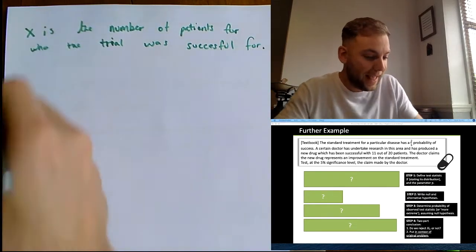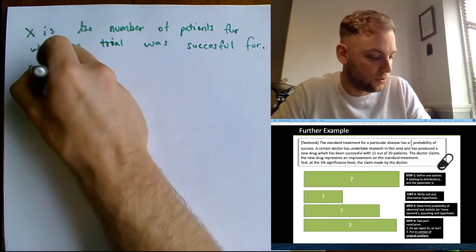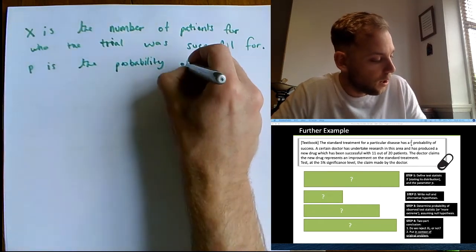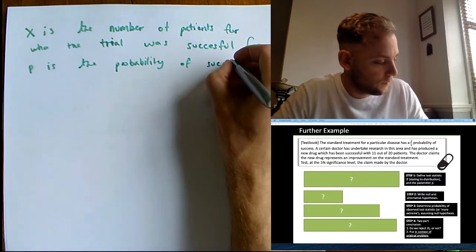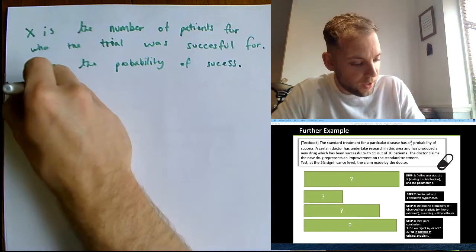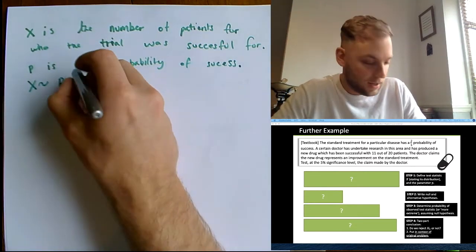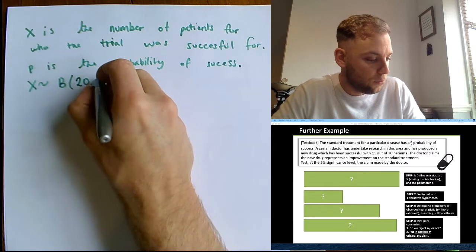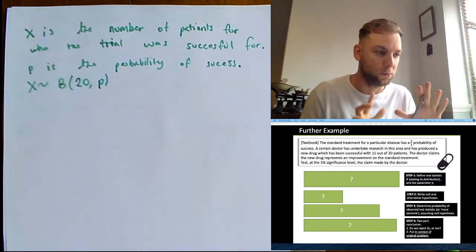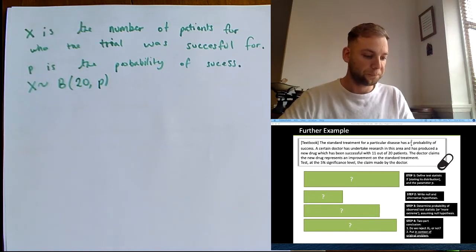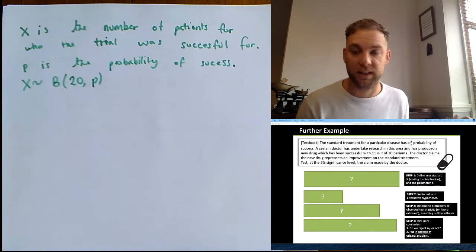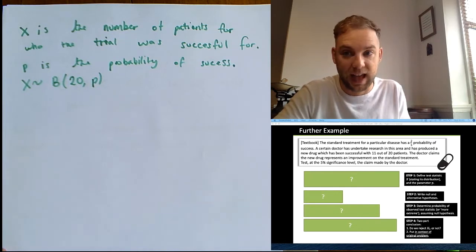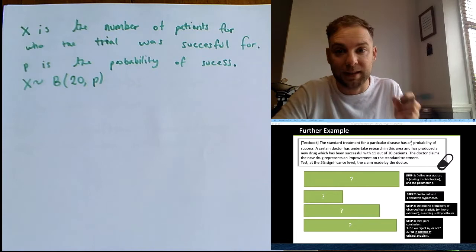Okay, so X was the number of patients for who the trial was successful. Now P is the probability of success of each patient. Okay, that's what we're thinking. And we know that X follows a binomial distribution. It says the test is done with 20 patients, and we don't know the probability yet. Well, we're going to assume the probability, but we put P for now. So we have to set all of this out. You will get marks for these. So X is the number of patients for which the trial was successful, P is the probability of success, and X follows a binomial distribution with 20 patients, okay?